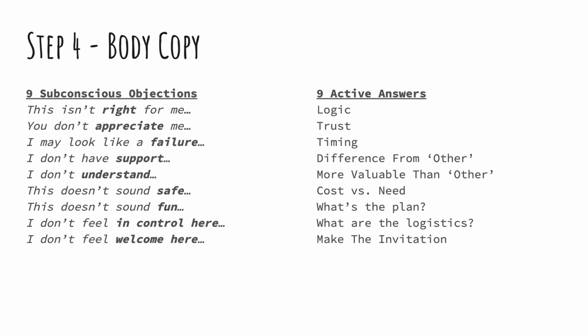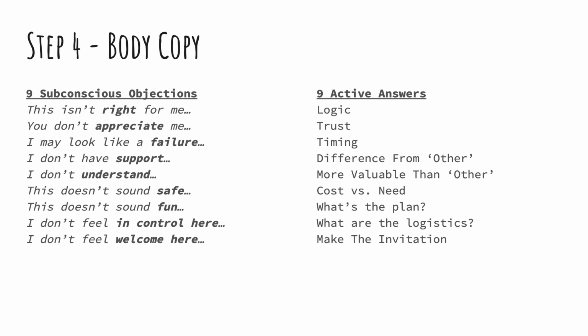And if you need a way to answer each one of them and you can't immediately come up with something, use the 9 active answers that I have on the side here. So if it's not right for them, bring in logic. If they feel like you don't appreciate them, show them trust. Give them ways to trust you. If they're afraid of looking like a failure, then show them timing or why this is the right decision right now in order to make this purchase. If they feel like they don't have support, show them something different from the other options. If they feel like they don't understand, show them something more valuable than the other options, and on and on.